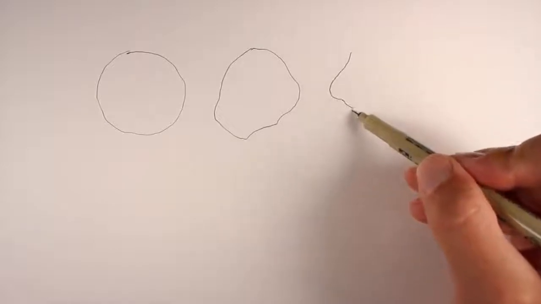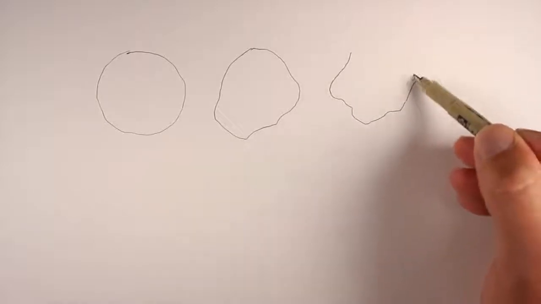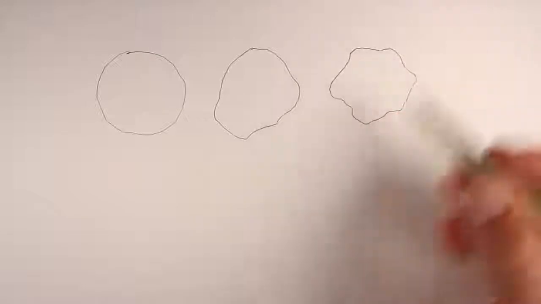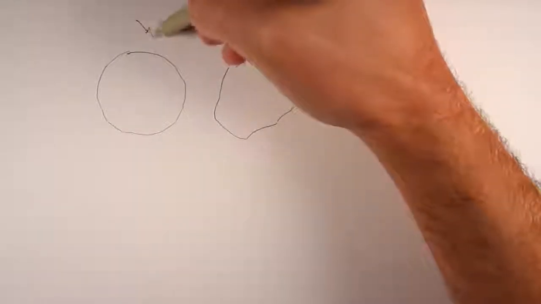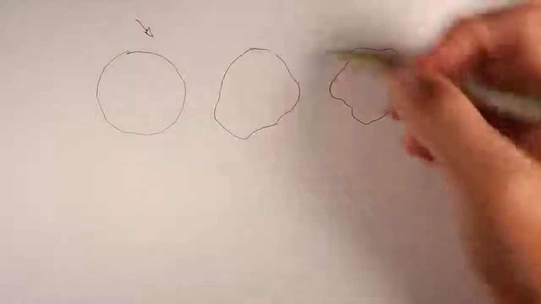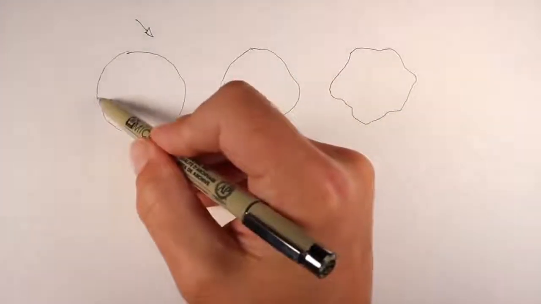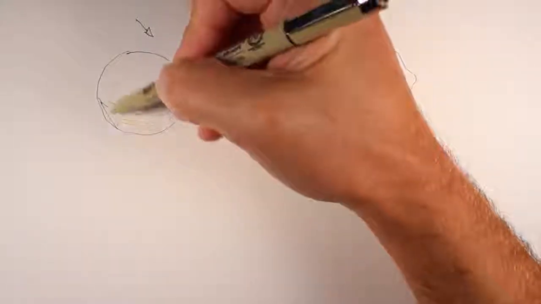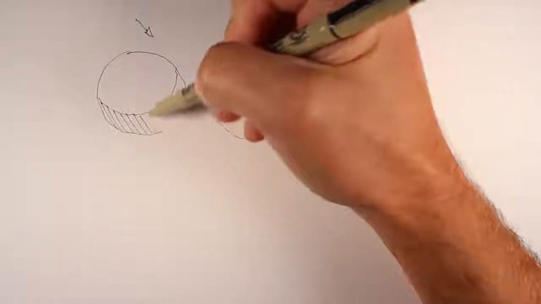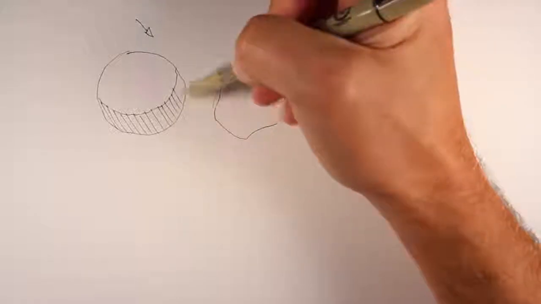Value is the darkness or lightness of a color. A lot of times when we refer to adding value, we're talking about adding shading. So we'll need to consider the light source. In this case, we'll have a light source originating from the upper left-hand corner. This means we'll have darker values found on the lower right-hand portion of each one of these shapes in order to create the illusion of form.